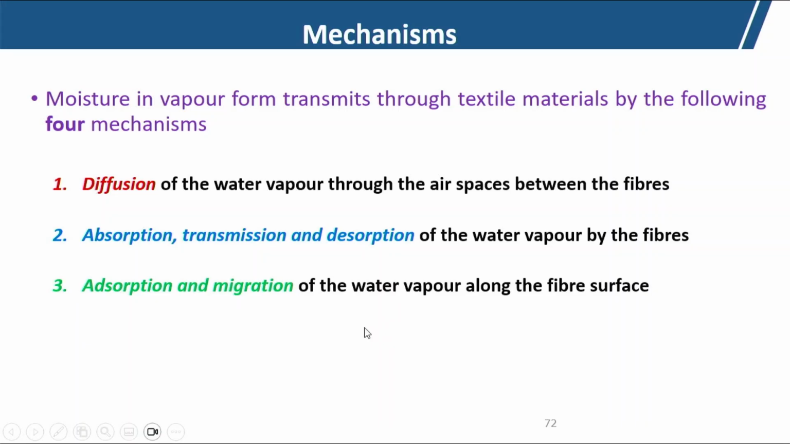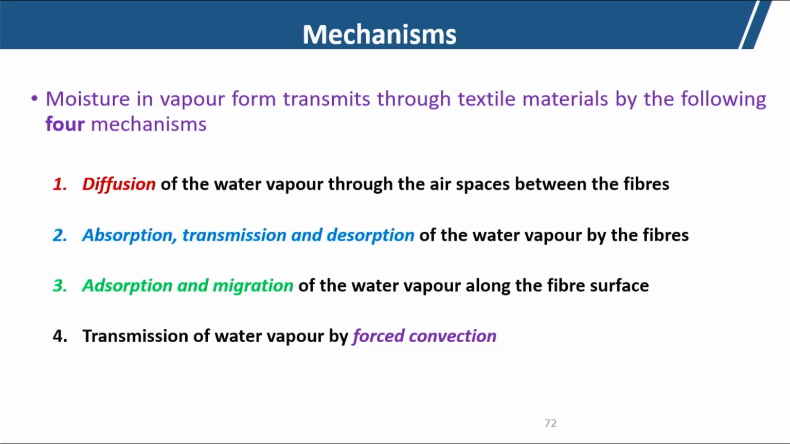Another mechanism is adsorption and migration. At low temperature, moisture forms droplets, is adsorbed at the surface and then migrates to the other surface. The last is forced convection. In wind chill conditions, in windy conditions, this forced migration takes place.